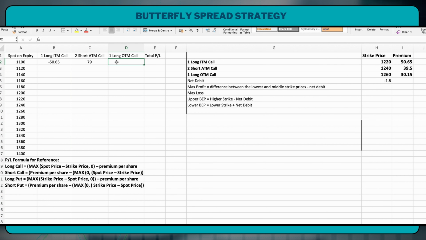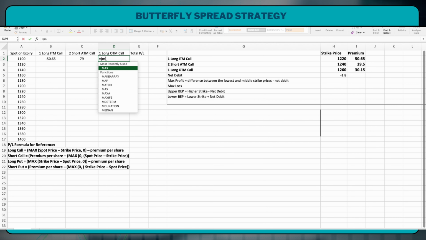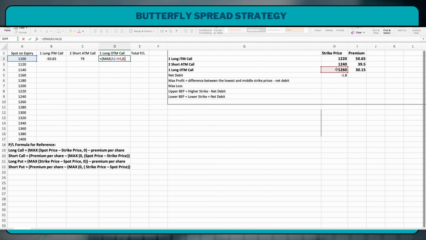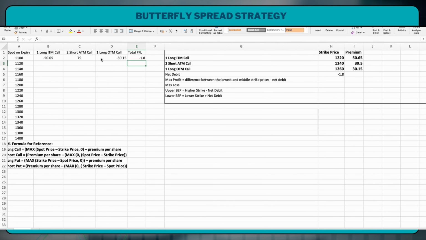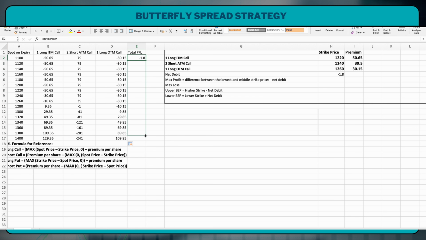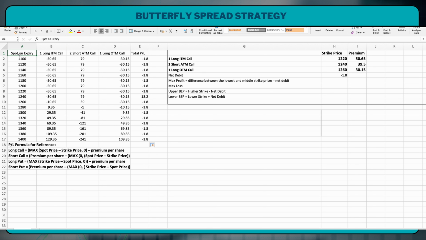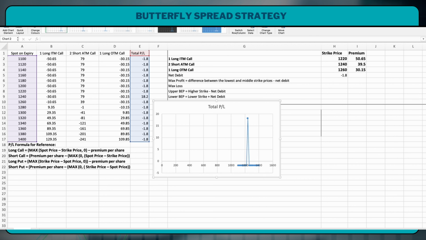Next, let us compute the profit or loss for the long OTM call option. Here we use the formula maximum of spot price minus strike price or 0, minus the premium per share. So here we make a loss of 30.15. Let us now combine all the legs to find the net profit or loss. So we get a net loss of rupees 1.8. Now drag the formula to the rest of the cells. Before that, don't forget to lock the cells containing the premium and the strike price. Let us also draw the payoff graph by selecting the spot price on expiry and the total profit or loss and choose a scatter plot.